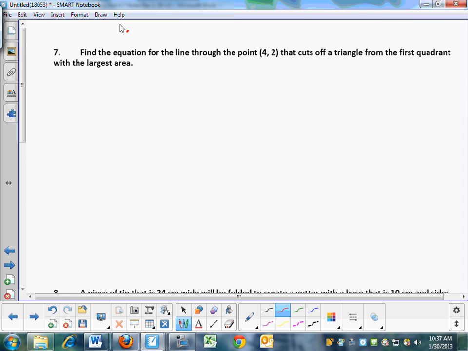We want to do one more today. Find the equation for the line through the point 4, 2 that cuts off a triangle from the first quadrant with the smallest area. We'll have to do the other one tomorrow. Smallest area. No. The largest area does, in this case, approach infinity. But it doesn't always.